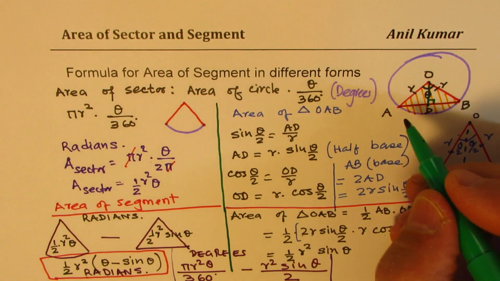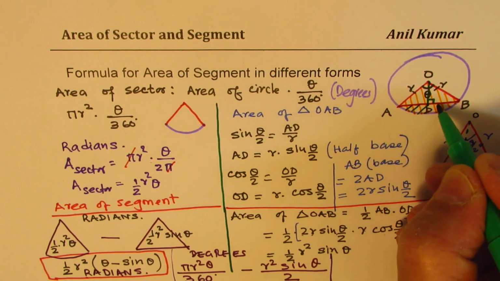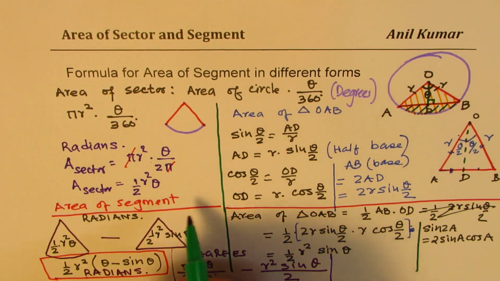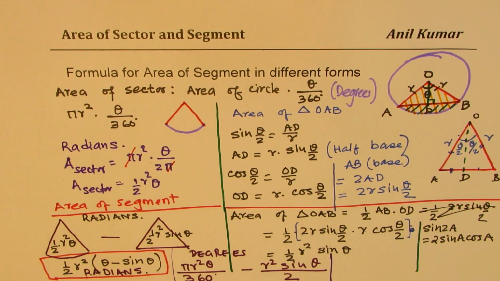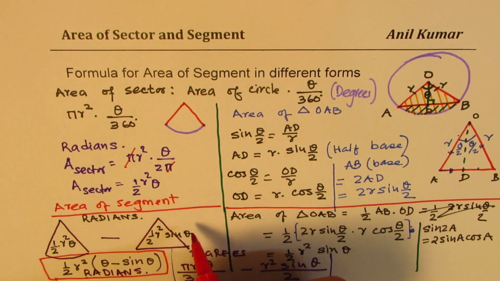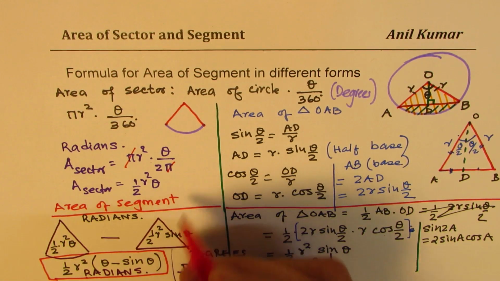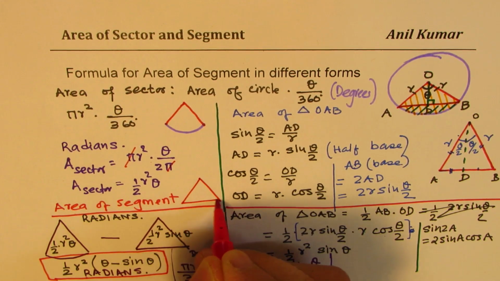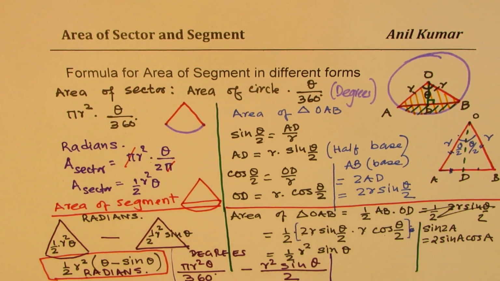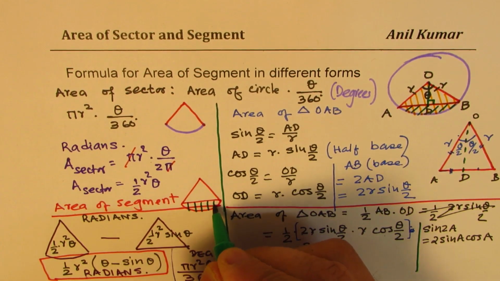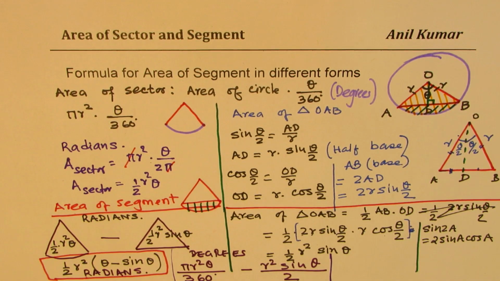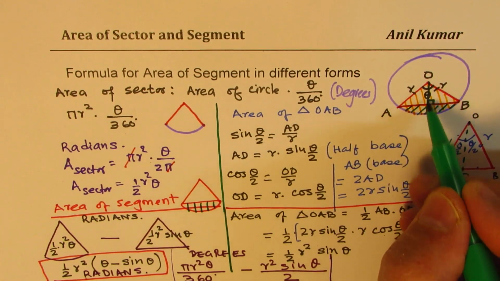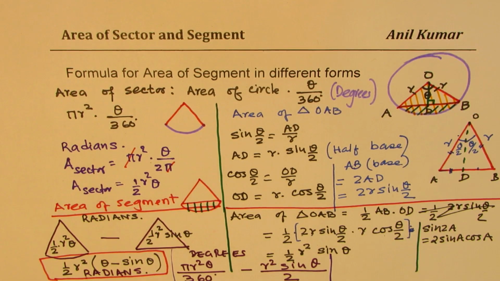As you know, the area of the segment which we found is this, right? So that is the segment we are talking about. When I say area of segment, I'm basically saying this portion, the difference of sector area and triangle area, perfect. So that's how you should be doing.